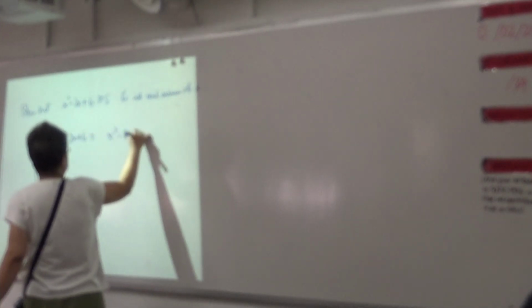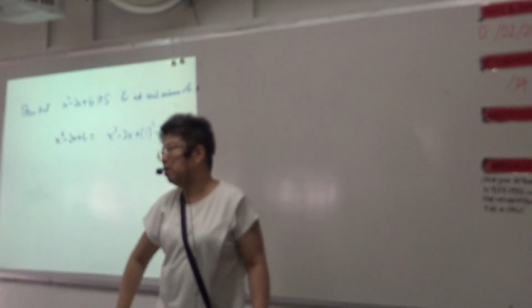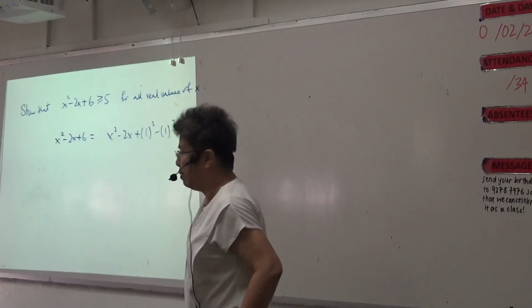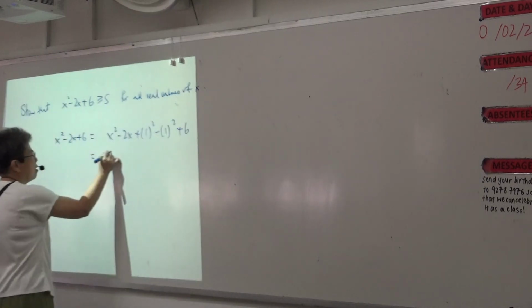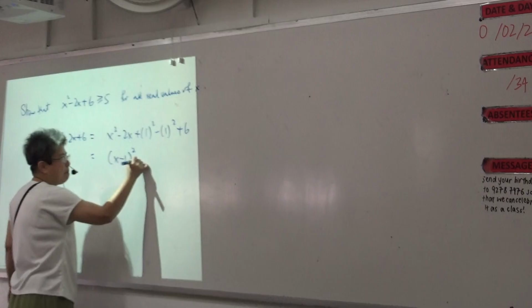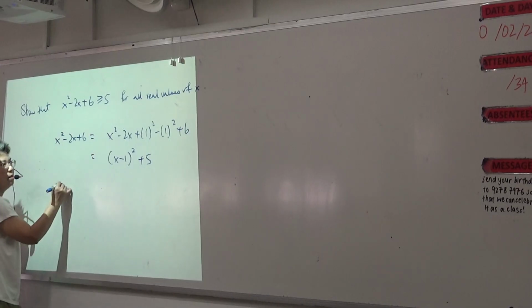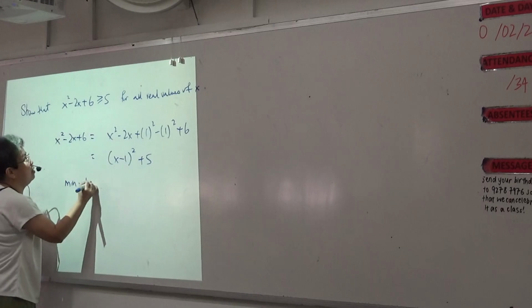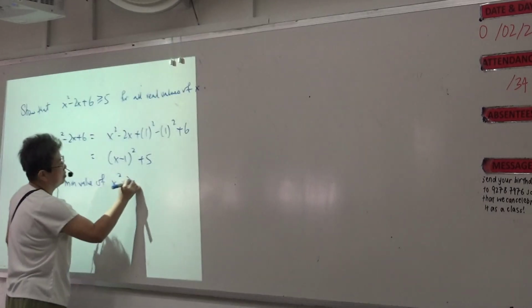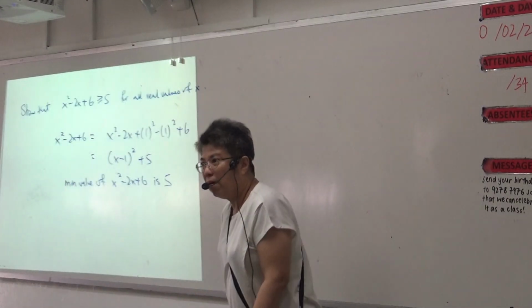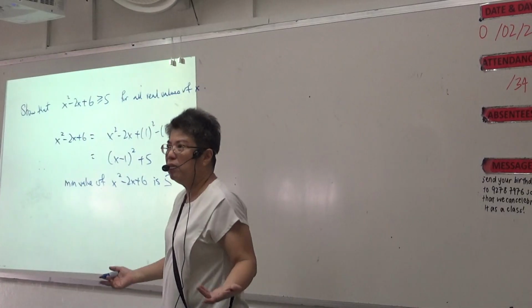x squared minus 2x plus 1 squared minus 1 squared plus 6. How come I can start straight away? Coefficient of x squared is what? 1. Okay, so this one will give me (x minus 1) squared plus 5, right? Can you see it? Okay, that means the minimum value of this is 5, right? Correct. But that is not good enough. I haven't justified it.